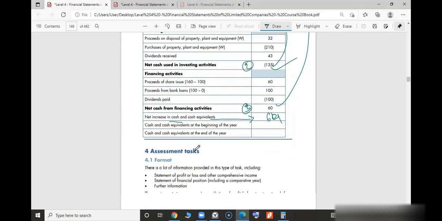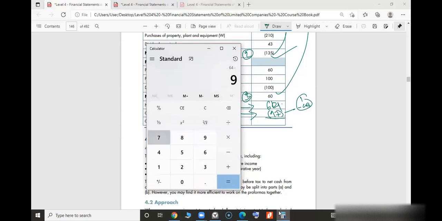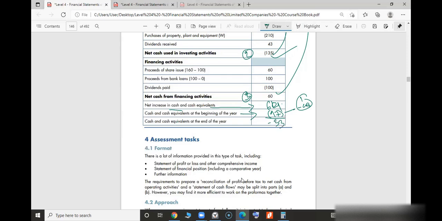Cash and cash equivalent at the beginning. How much is the cash and cash equivalent at the beginning? Did you remember? I've worked it out. 1 positive and 98 negative. I remember that one. So 97 minus. Yes, 97 minus. So 64 minus 97. How much would be left? Well done. 33. Minus 33.